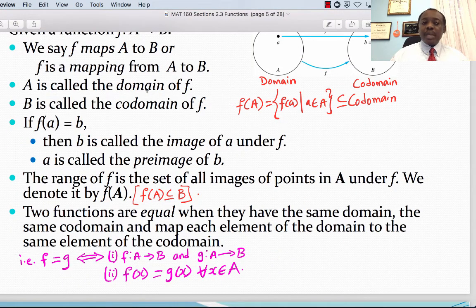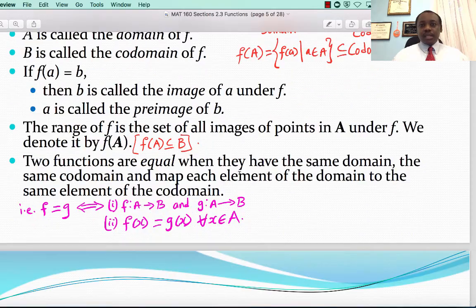A is called the domain of f. B is called the codomain of f. So if f of a equals b, which means a has been assigned to b by f, then b is called the image of a under f, and a is called the pre-image of b. But we can also talk of the image of the entire set A, that is the range of f. So the range of f is the set of all images of points in A under f, and we denote it by f of A. So f of A is the set of all images, all f of a, such that a is an element in A.